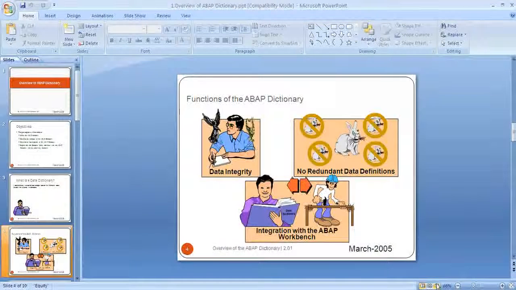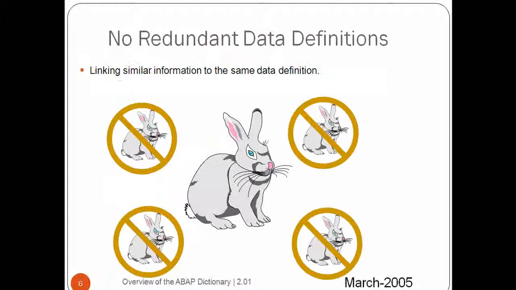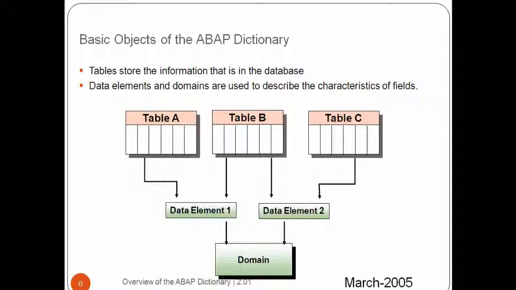Integration with the ABAP workbench: you can navigate from here to there. Data integrity we have covered. No redundancy. Integration with ABAP workbench, you can navigate easily. Basic objects of the ABAP dictionary. Now we are directly jumping into the screens. Now what are the basic objects of an ABAP dictionary?